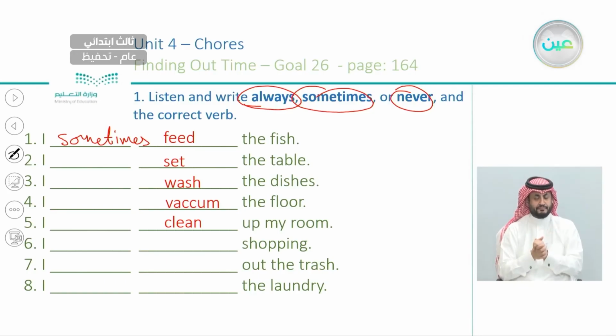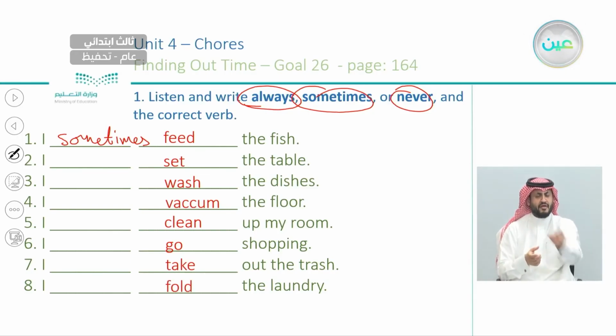Number 6, I go shopping. What is the verb? Go. Excellent. Number 7, I blank out the trash. I take out the trash. Take out. That's right. Number 8, I fold the laundry. I fold. Excellent. So I fold the laundry.